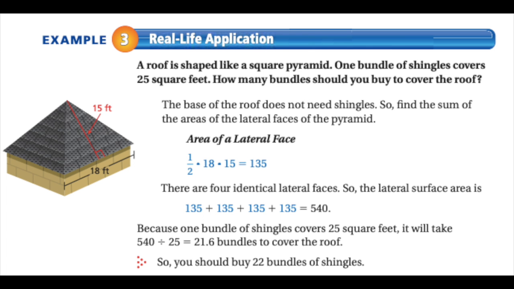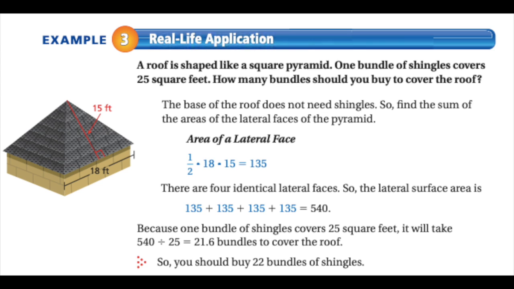All right, example 3 on page 365 is a real-life application. Looking at this, we are looking at that roof. Again, you're going to want to read it a couple times to make sure that it makes sense. A roof is shaped like a square pyramid. One bundle of shingles covers 25 square feet. How many bundles should you buy to cover the roof?